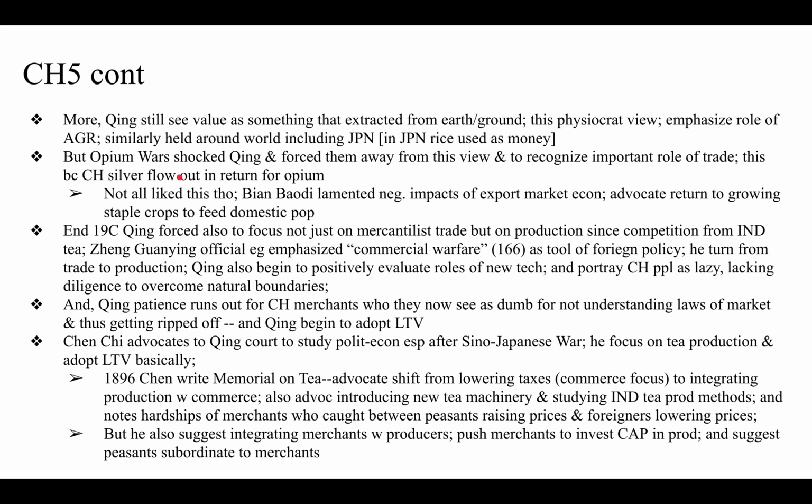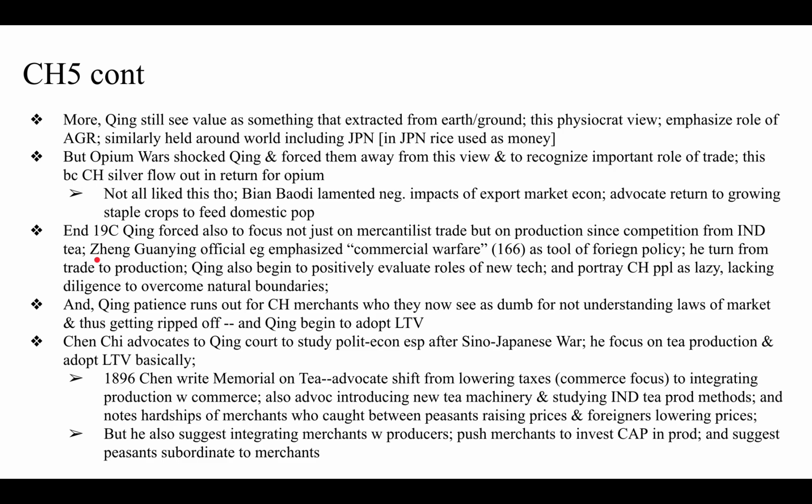But the Opium Wars shocked the Qing dynasty and forced them away from this view to recognize the important role of trade. And this is because Chinese silver was flowing out in return for opium. But not everyone liked this. Bian Biaodou lamented the negative impacts of an export market economy and advocated a return to growing staple crops to feed the domestic population. By the end of the 19th century, the Qing dynasty was forced also to focus not just on mercantilist trade, but also on production, since there was competition from Indian tea.